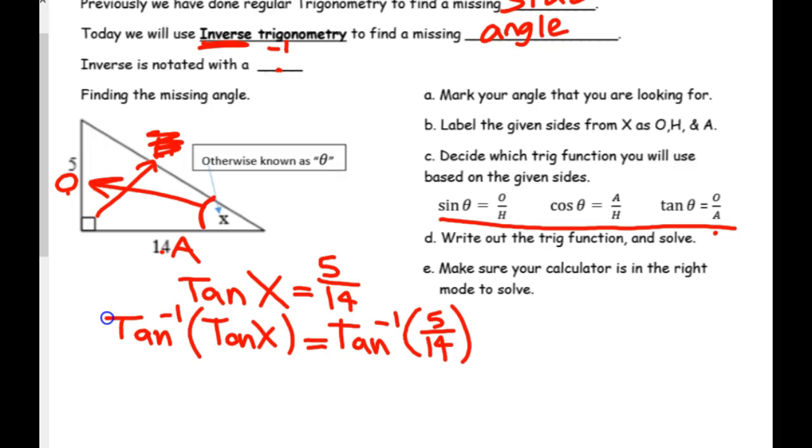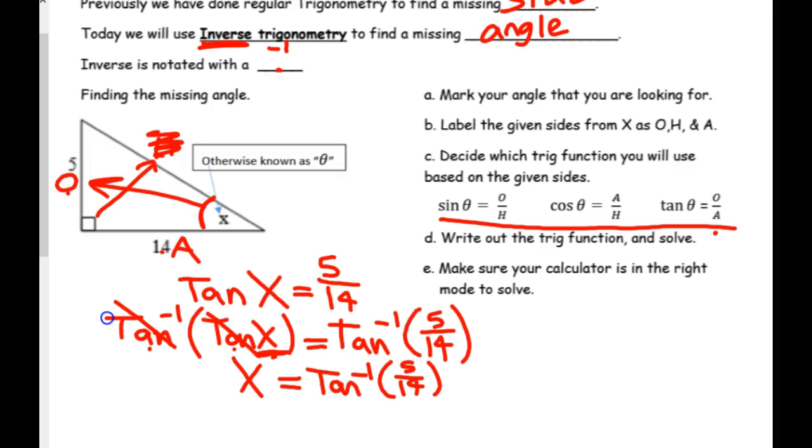Now, I'm going to show you how to not have to write that step, but I'm showing you for the first time, so you see what cancels out. If you have an inverse tan with a tan, they cancel out. They're gone. And what's left? Just the X. That's what I wanted. X equals. On the right, that's all the same, so I'm going to write tan inverse 5 over 14.